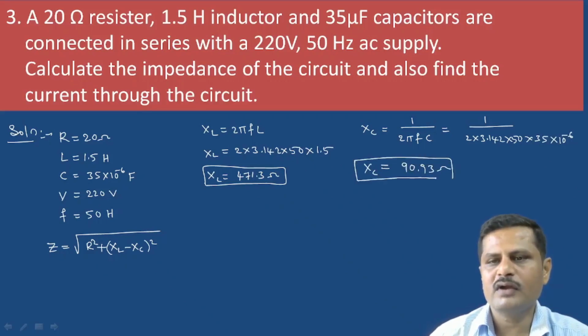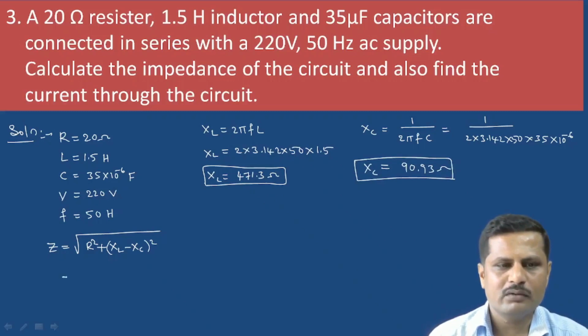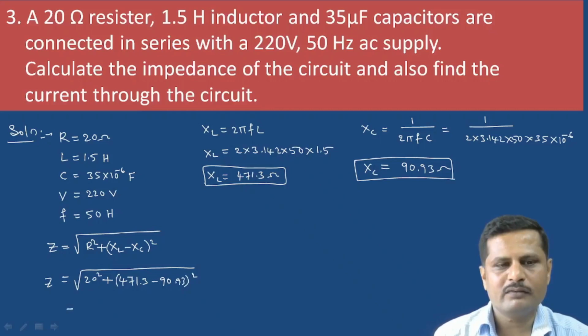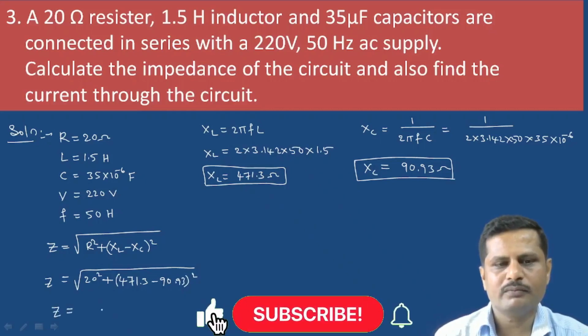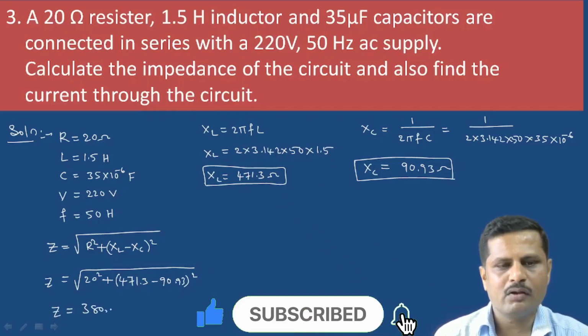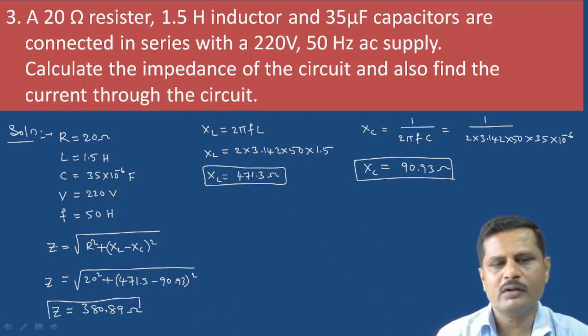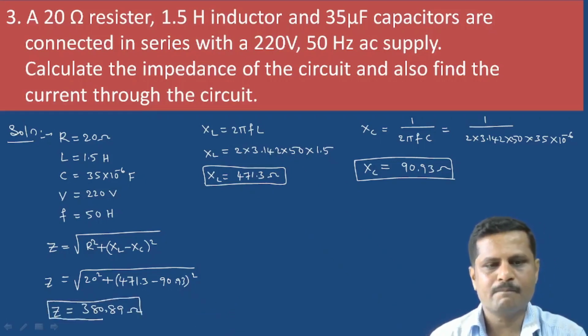Now substitute this XC and XL in this. We get Z equals the square root of R square, R is 20 square, plus XL minus XC, that is 471.3 minus 90.93, whole square. I'm simplifying this. We get Z equals 380.89 ohm. This is Z.